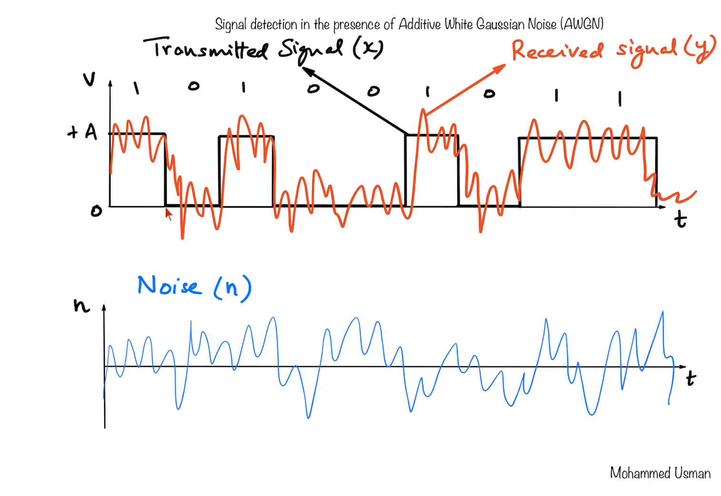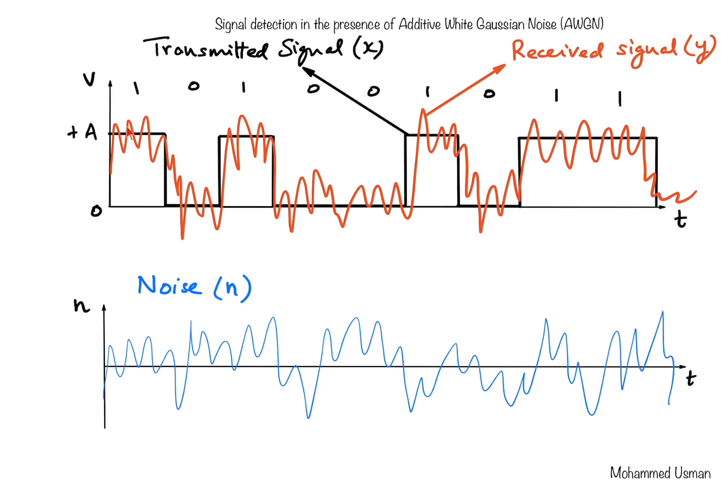So these black rectangular pulses that you see here are the transmitted signal, which we are going to denote by the letter x. It's a function of time, so we can write it as x of t, but nonetheless I'll just call it x for simplicity of notation. So the transmitted signal, which is this black waveform, is denoted by the letter x, and then the red waveform is what we are going to receive at the receiver side.